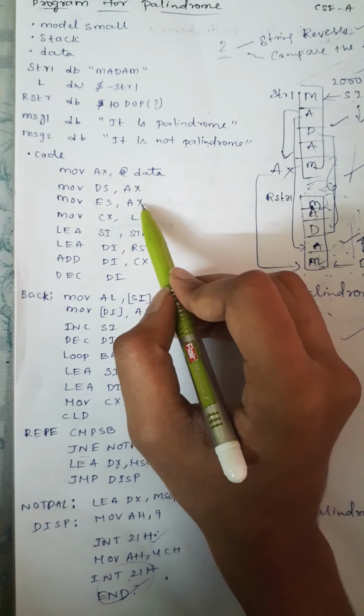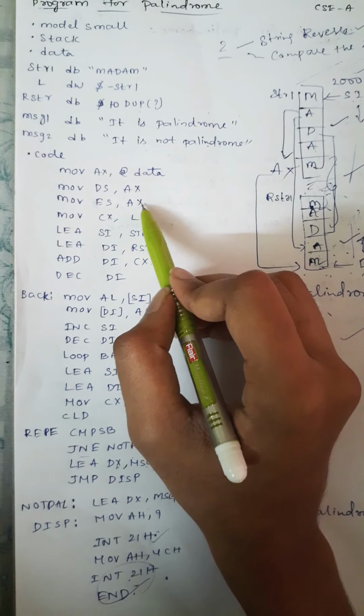Now move the length of string 1 into the CX register. Here we point the address: the starting address of the first string is pointed into the SI register, and similarly the DI register points to the last address of the reverse of the string.